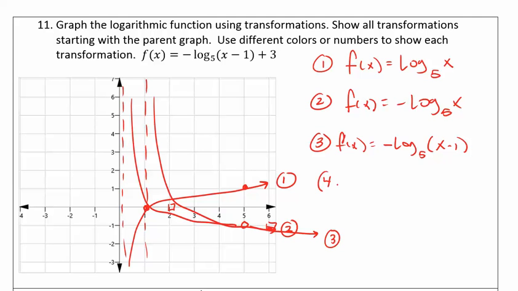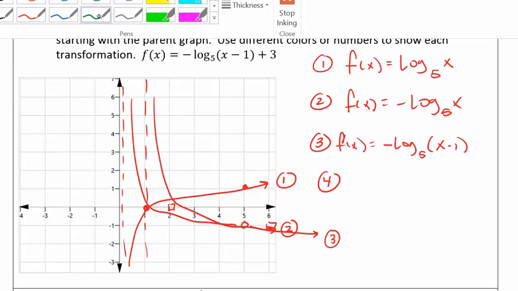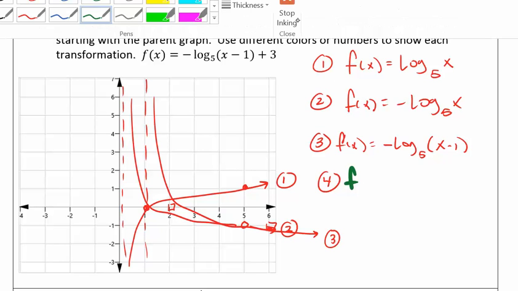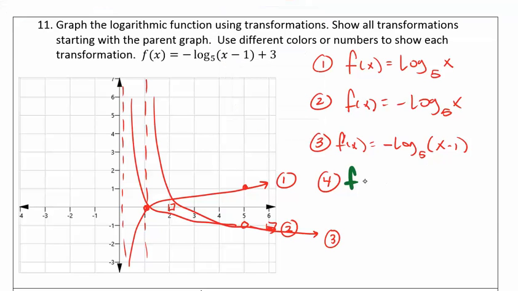And finally, number 4, which I'll do in a different color so we can see it all together, is going to be f of x. Oh, it's too big. So the f of x is going to be the negative log base 5 of x minus 1, and then finally up 3 units. So each of my last points from number 3 gets moved up 3 units.